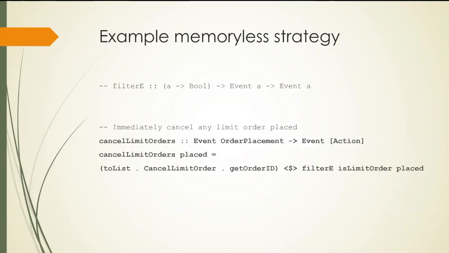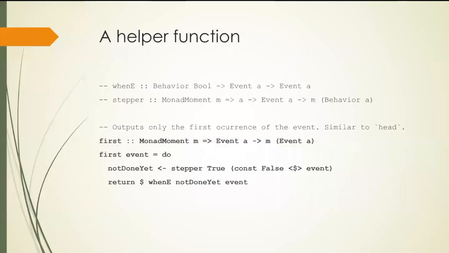Okay, so this has no memory. So let's do something that has a little bit of memory. First, let's do the helper function. This function is going to look at an event stream, and it's just going to generate another event stream that only has the first event that occurred. Just gets the first event.